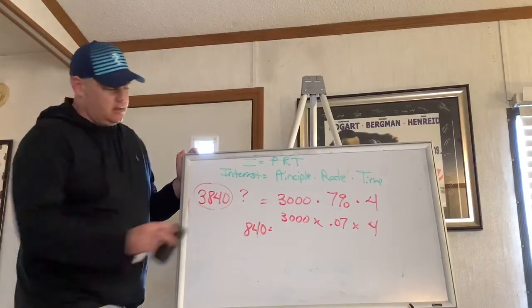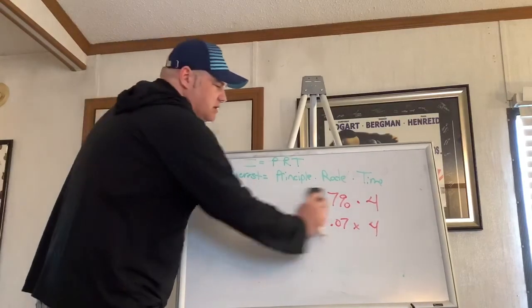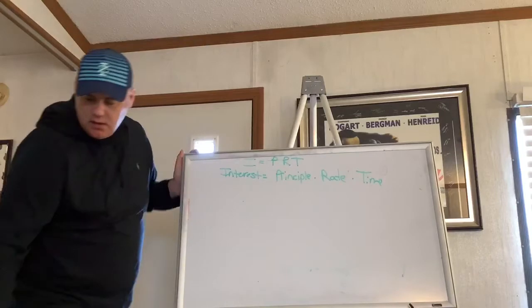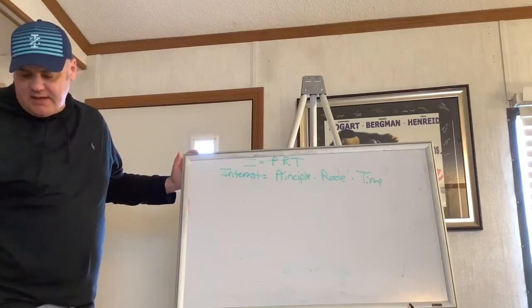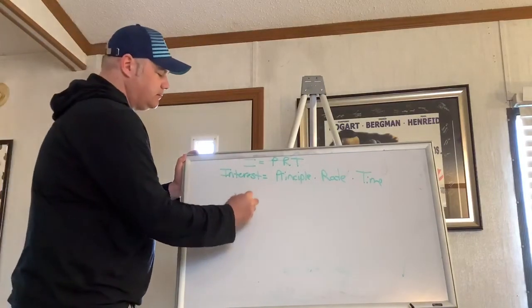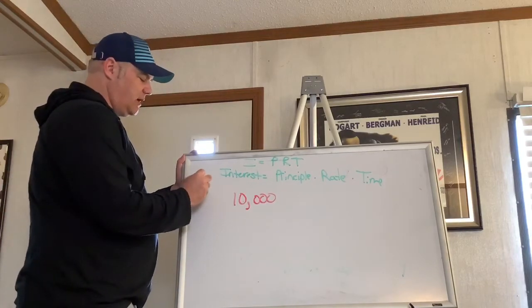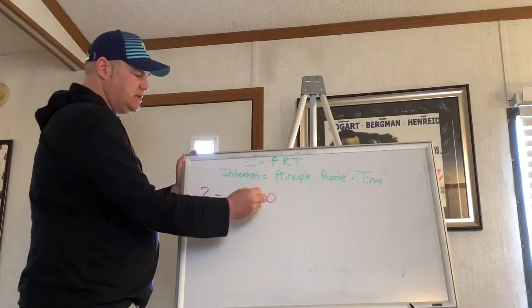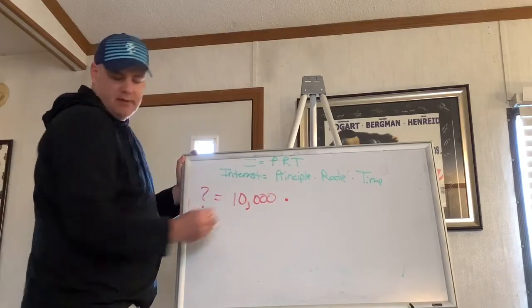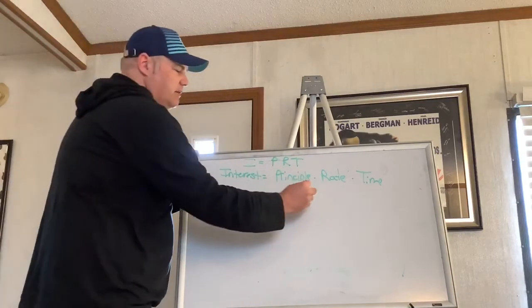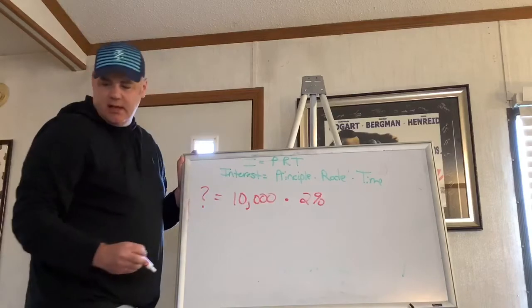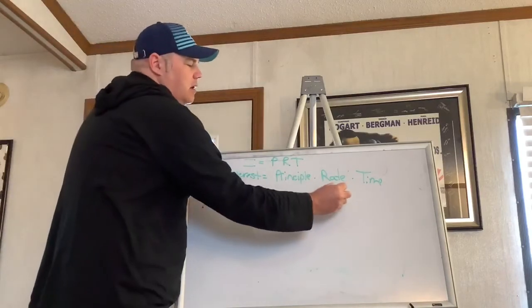So let's do another one. Let's do one as an investment, just to show you it works under the same thing. So investment, let's say I invested $10,000, okay? So I'm trying to find my interest. Interest equals $10,000 times the rate. Let's say I get a 2% rate, okay? And I go for 2 years.